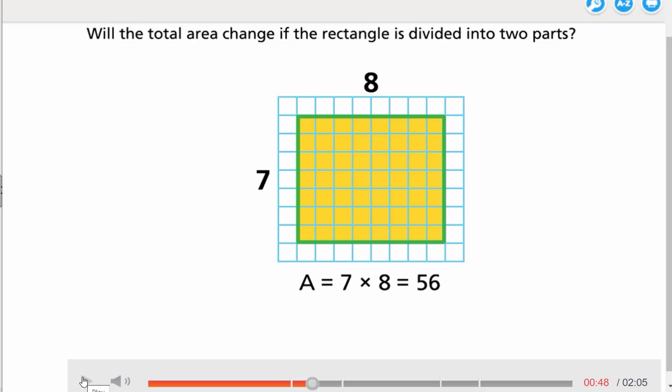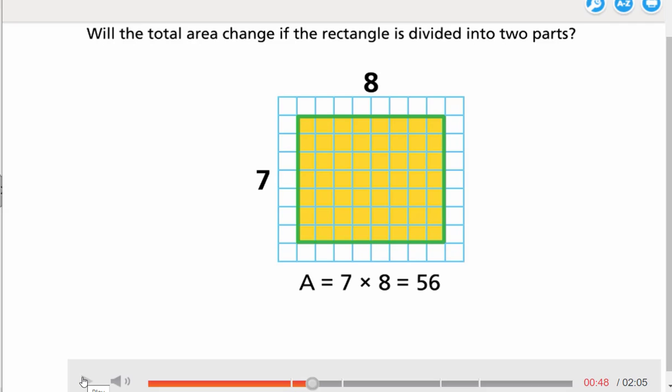Ammar. Omar or Ammar? Ammar. Diya. Diya. Yes, teacher. Okay, Diya, what do you think if we break the big rectangle into two small rectangles?